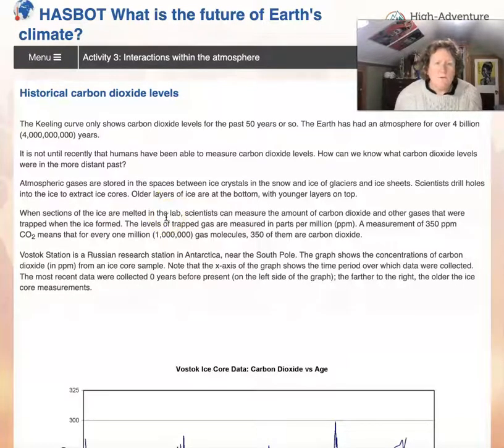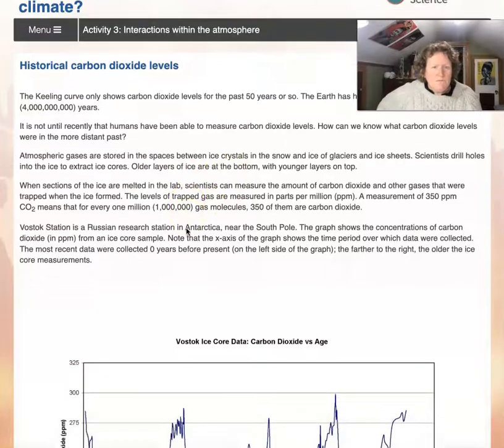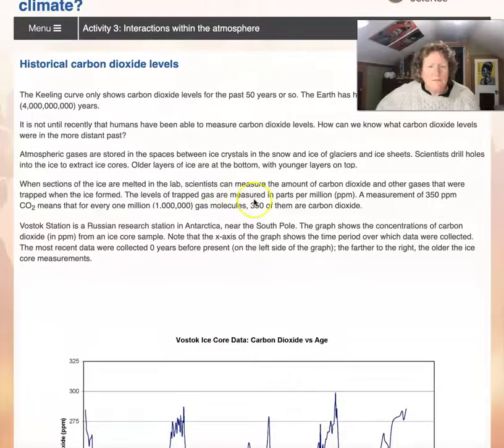Atmospheric gases are stored in the spaces between ice crystals in snow and the ice of glaciers and ice sheets. Scientists drill holes in the ice to extract those ice cores. We saw ice cores earlier in this activity. Older layers of ice are at the bottom and the younger layers on top. When sections of the ice are melted in the lab, scientists can measure the amount of carbon dioxide and other gases that were trapped when ice formed.